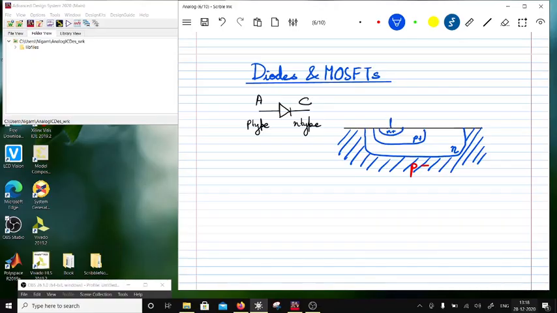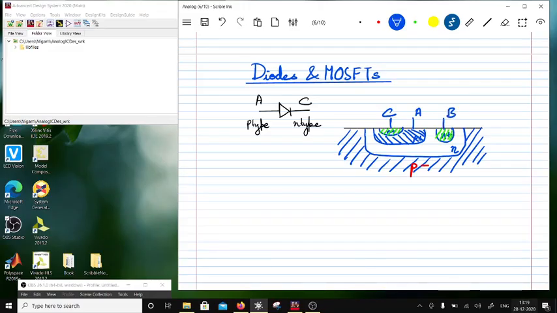Now there is going to be N plus over here. So let's mark this N plus like that, and P is basically this. So there are two contacts over here. This is going to be the anode, this is going to be the cathode, and this is going to be the body terminal.